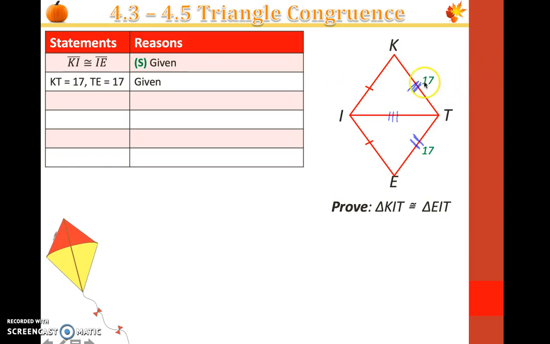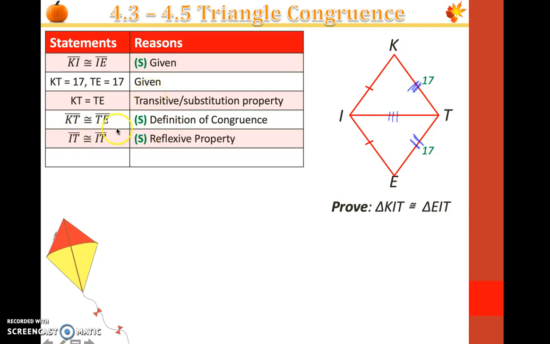It was given, and this is a little bit of a long way of doing it, even though it's obvious, but we know it was given to us that these sides are 17. We then deduce, even though it's not a huge deductive gap, that because they're both equal to 17, they're equal to each other. And that's either transitivity or substitution, depending on how you want to think about it. Thus, if their lengths are the same, then the segments themselves are congruent. And then the third thing was the reflexive property.